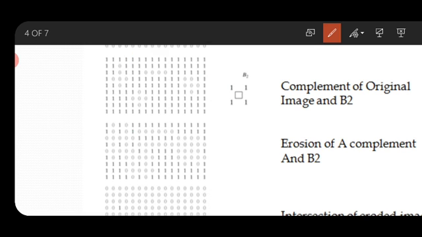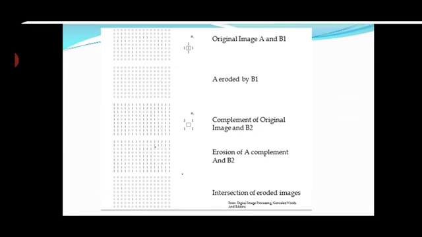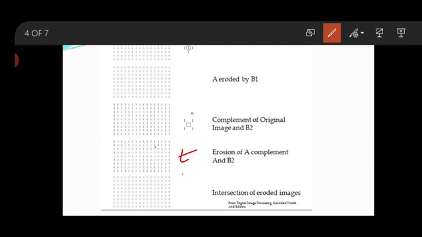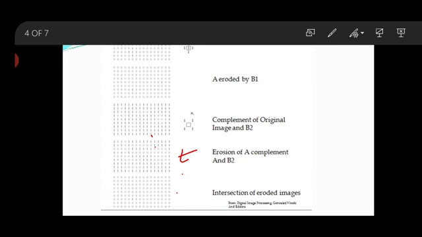Now if you slide the structuring element fully over an image, you will end up with an image like this. That is the complementary erosion on B2. When you observe A eroded by B1 and A complementary eroded by B2, you need to look at the pixels which are common among both images. If they are common, then you retain that value, or else you make it 0. Now how will it be made?